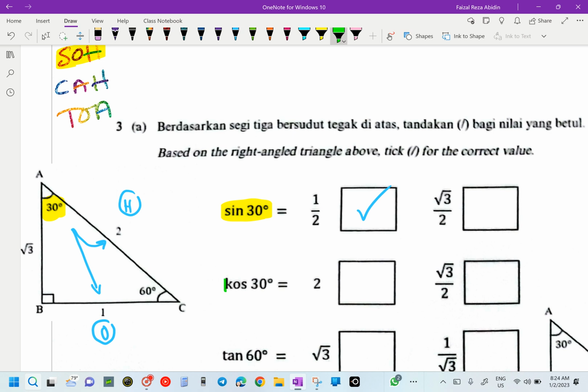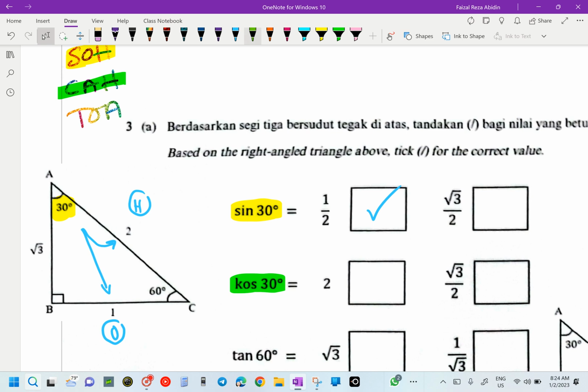Okay, cos 30 degree. So cos here we are going to use adjacent. Did we have adjacent here? Yes, over here adjacent, square root of 3, over hypotenuse will be 2. So this is going to be our answer, the second box there. Just tick. No need.